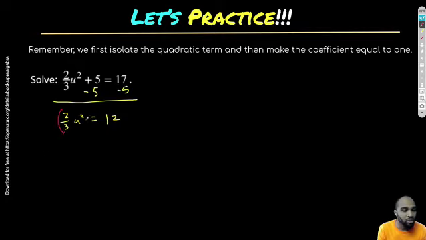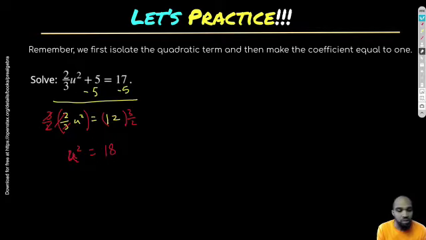So dividing by 2/3 is going to be the same thing as multiplying by 3/2. I prefer to multiply by 3/2. So these are going to cancel out right here to become 1. So now I have u squared equals 12 times 3/2, which is the same thing as 12 divided by 2, which is 6. 6 times 3 is 18. So now I got it back to the form I'm comfortable with.